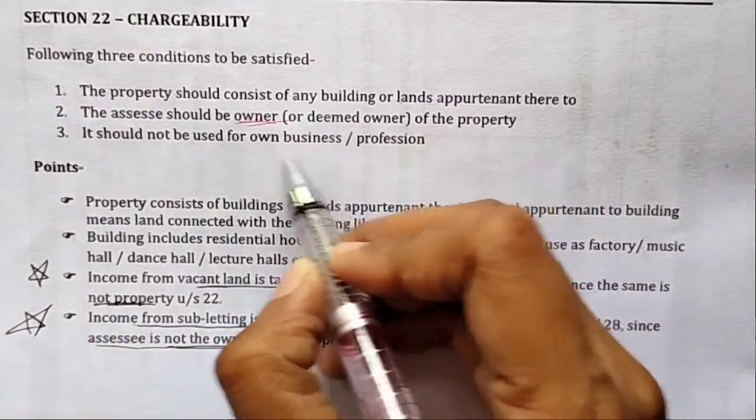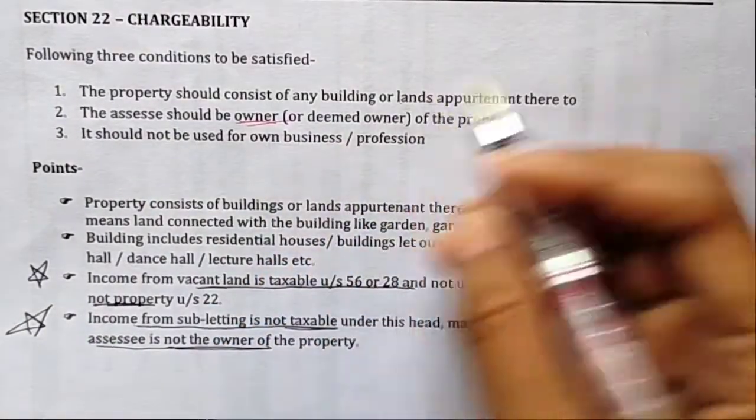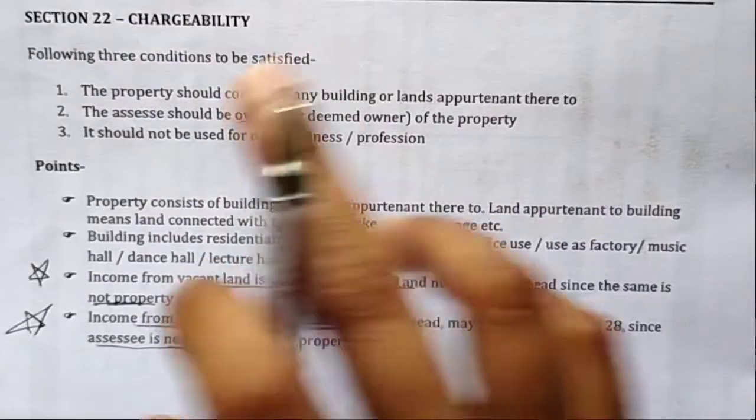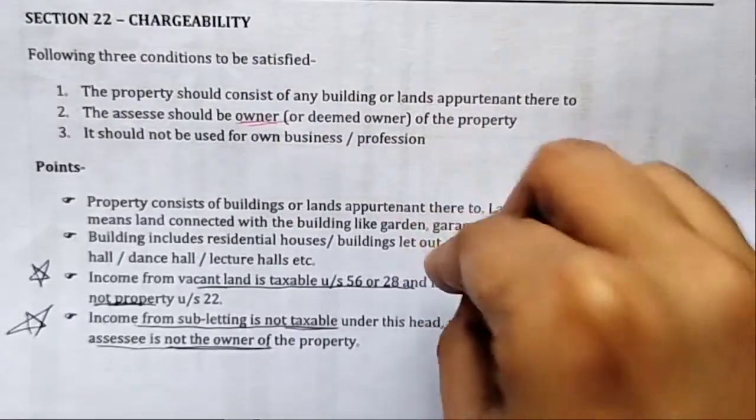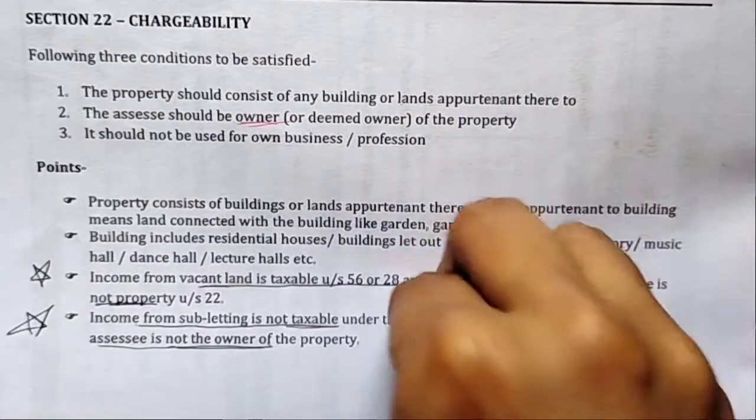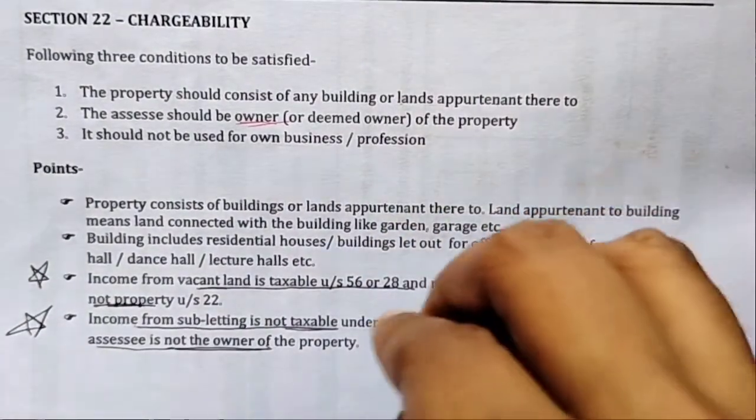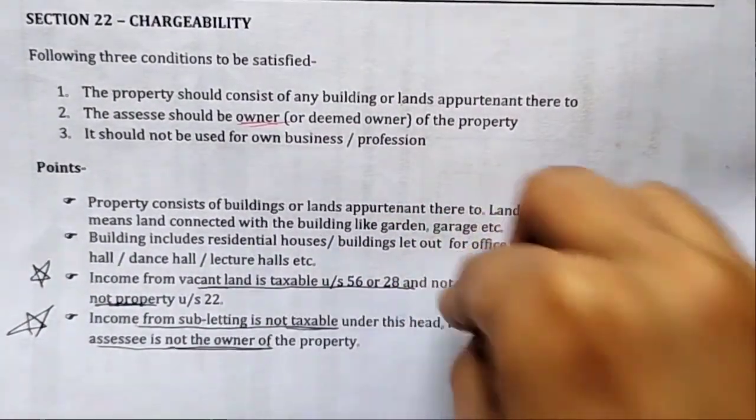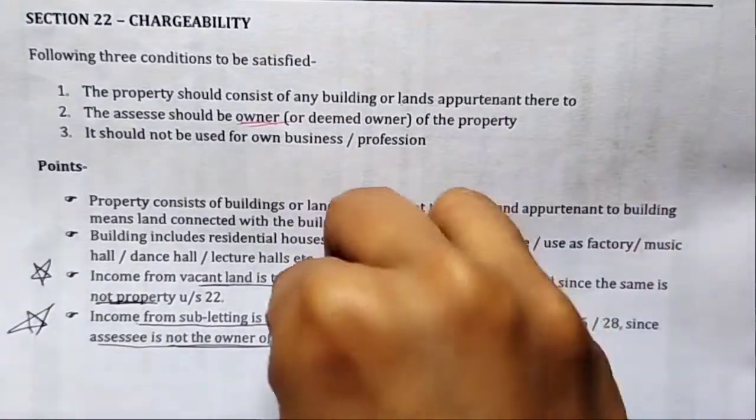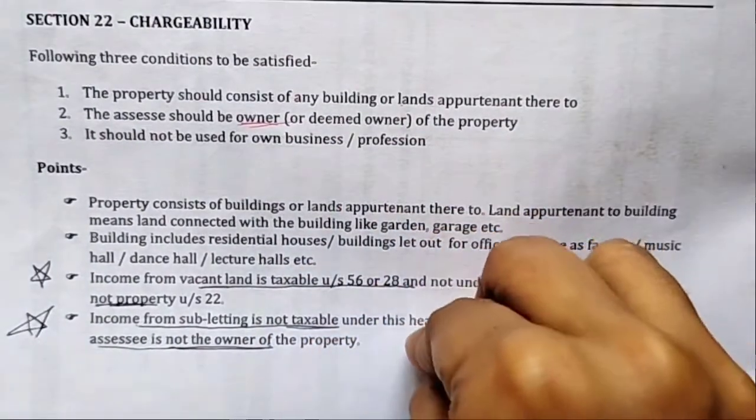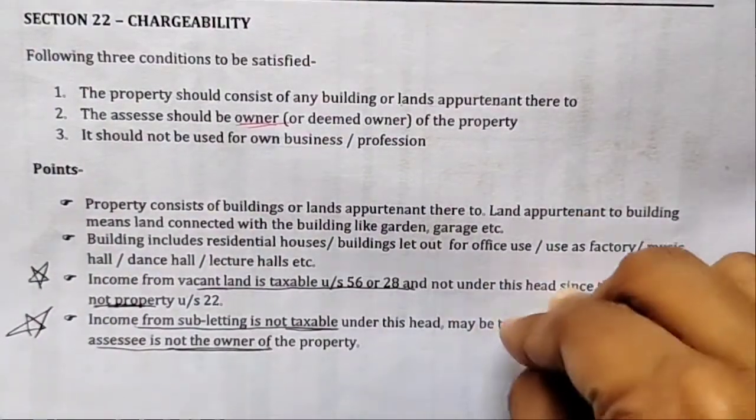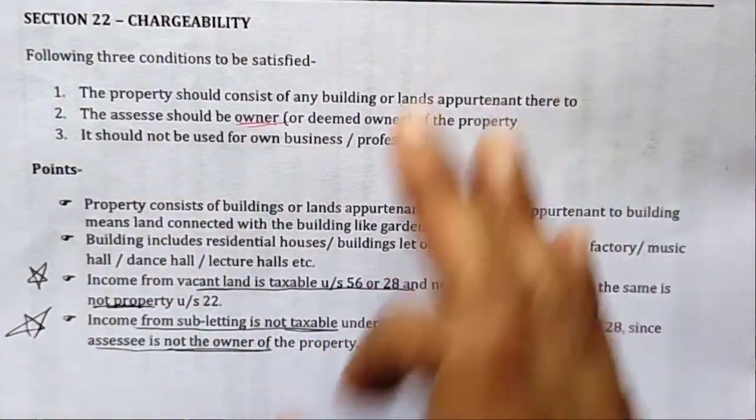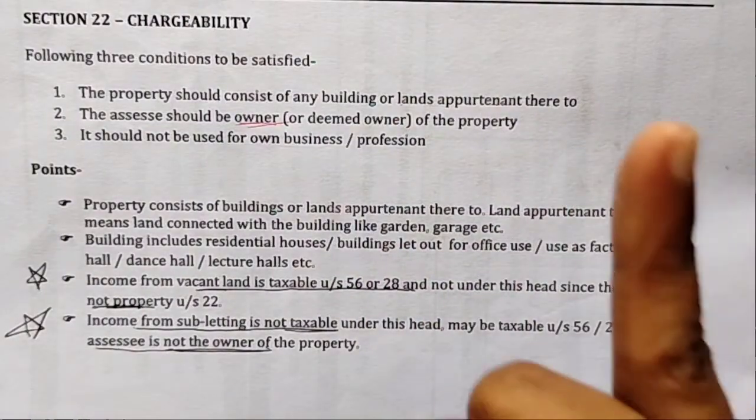So the assessee should be the owner or the deemed owner of the property. Then it should not be used for business or profession. If a property is used for business or profession, then it will come under the PGBP head. So in section 22, or income from house property, only that income which is received from any building or property where the assessee is the owner and which is not used for any business or profession is included. Only such incomes are included in income from house property. So these 3 conditions must be satisfied.